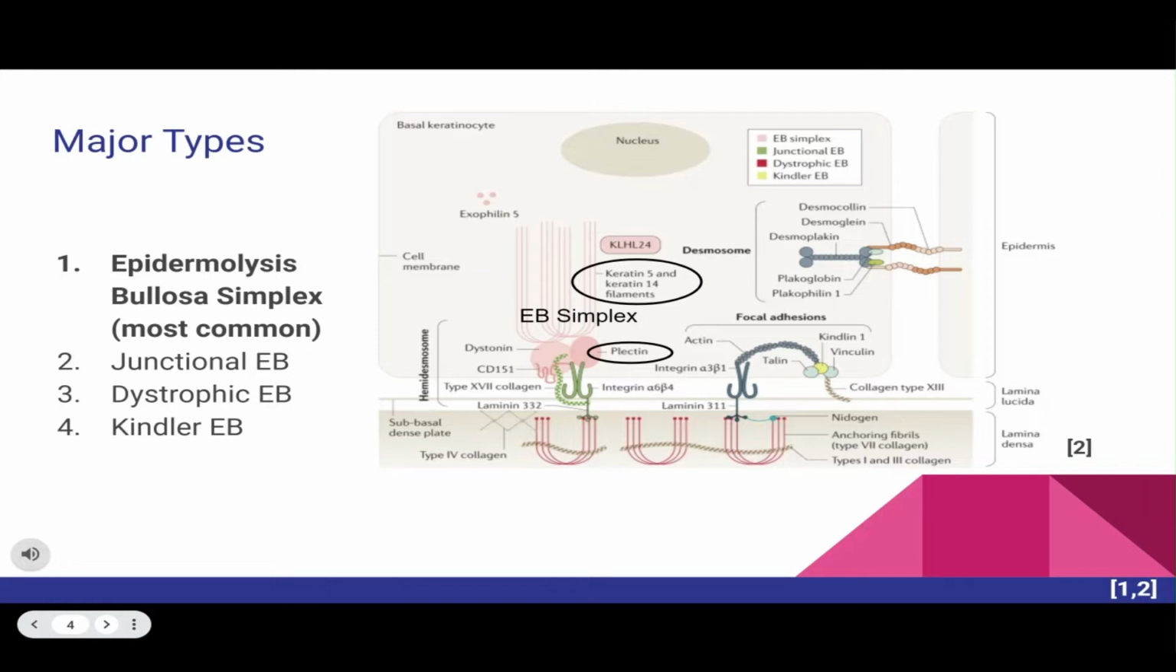Epidermolysis bullosa simplex, or EBS, affects the epidermis, more specifically keratin and plectin, as shown in the diagram. Junctional EB affects the lamina lucida, dystrophic EB affects the lamina densa, and Kindler EB affects the kindlin-1 protein in the epidermis, but can also affect the lamina lucida and the lamina densa. EBS is the most common type seen, so that's what we'll be focusing on in this presentation.